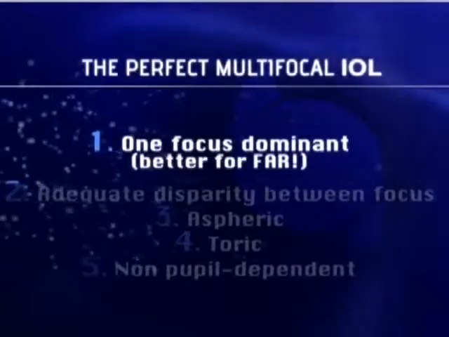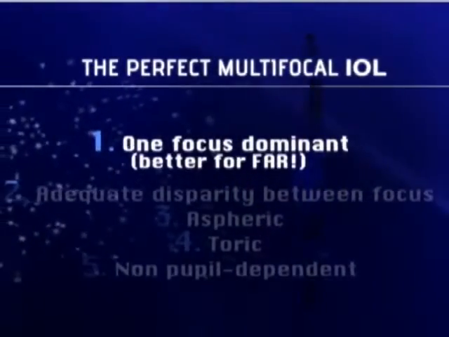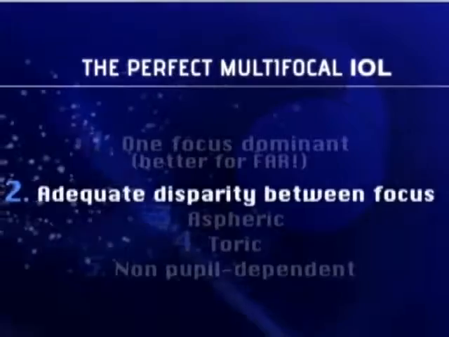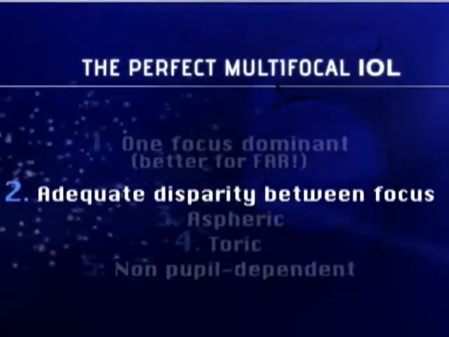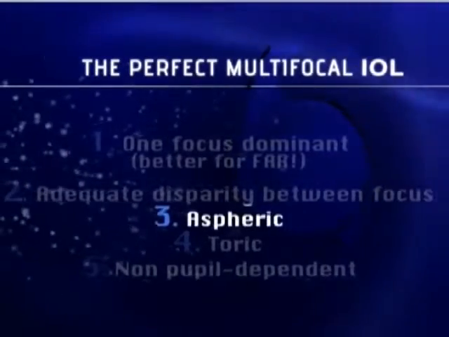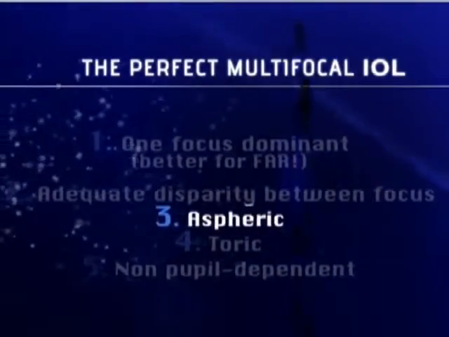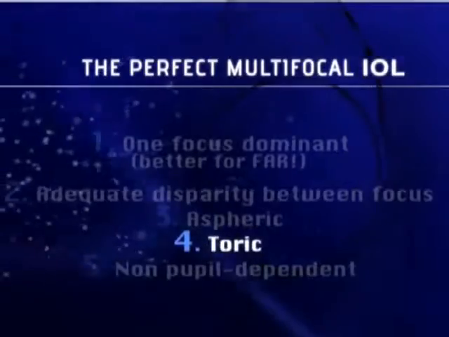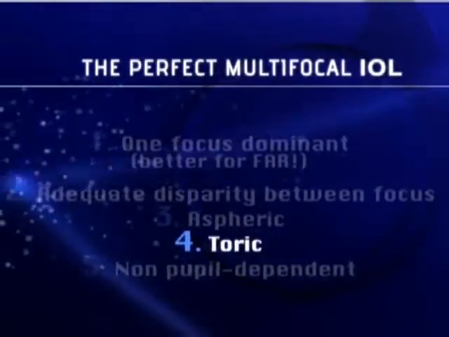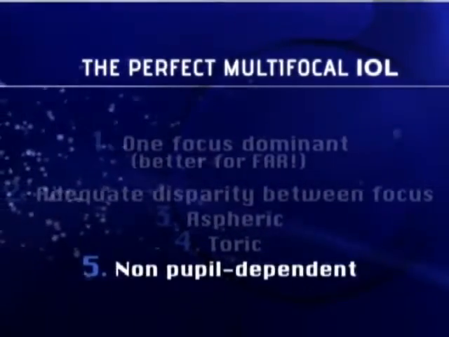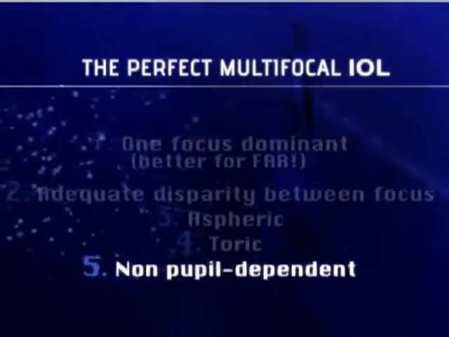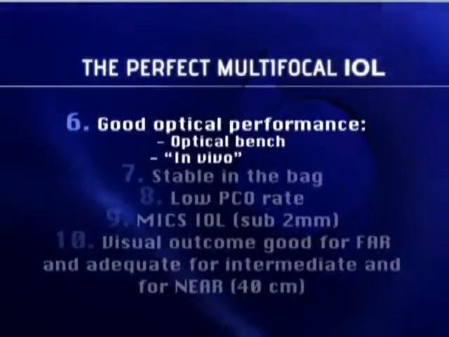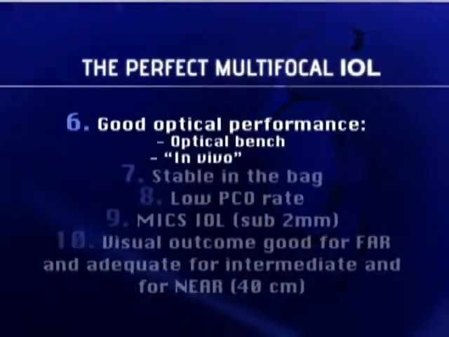The perfect multifocal lens should have a focus which is dominant for far. It should avoid the overlapping of foci, providing the adequate disparity between foci. It should be aspheric in order to improve the optical performance. It should be toric to correct astigmatism and, if necessary, pupil independent to be able to function in different environmental light conditions. Optical performance should be very good in the optical bench and indeed when inside the eye.